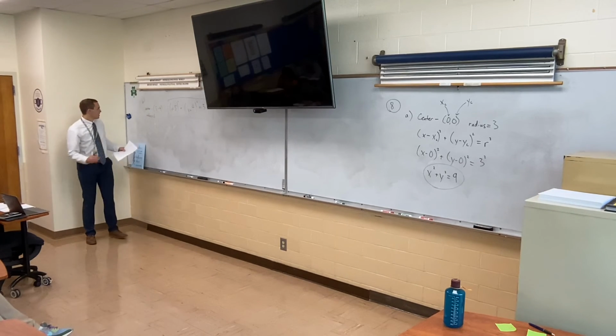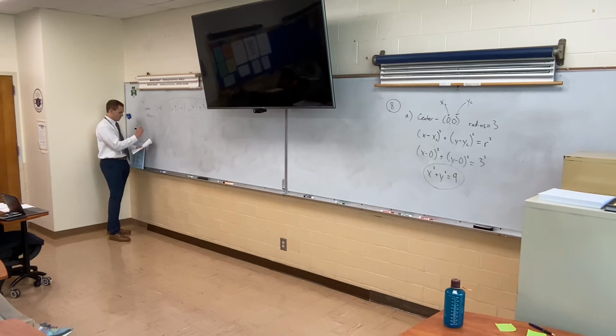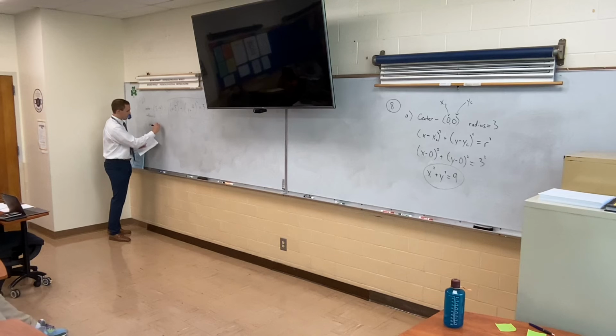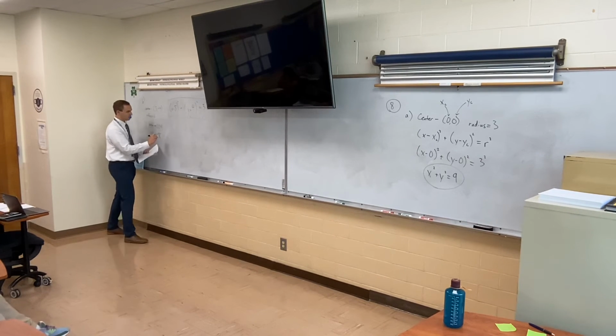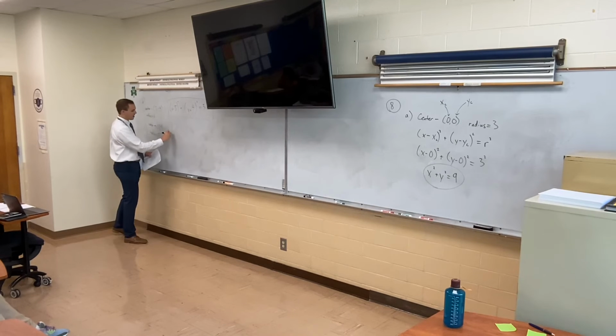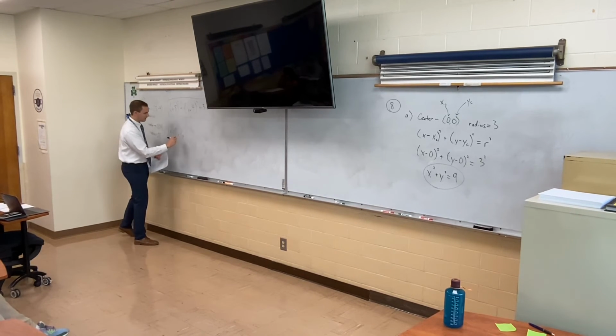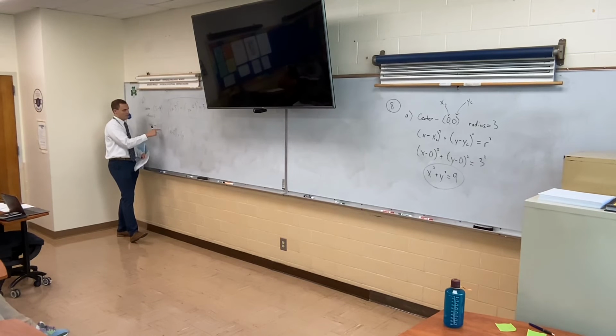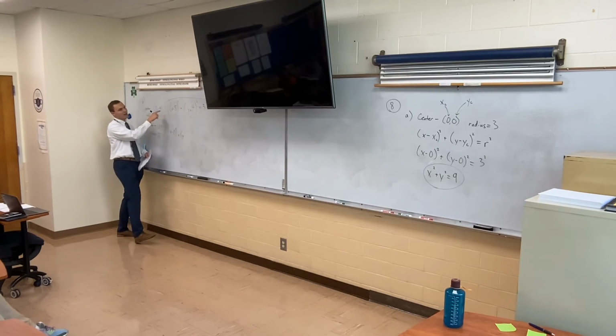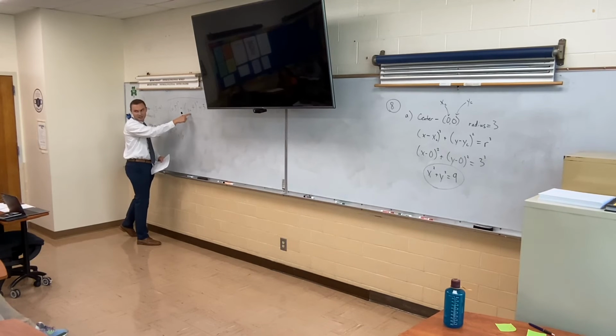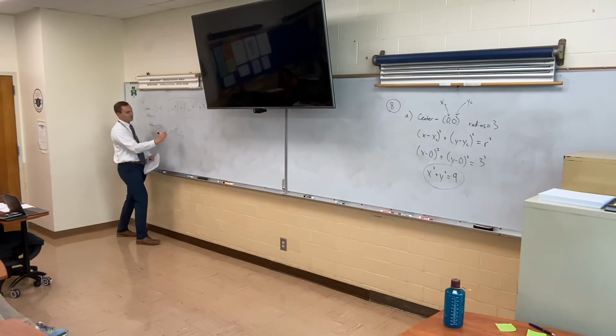So then C, center is at 0, 4. Radius is equal to √5. Same deal. X minus 0, that whole parenthesis should be squared, plus y minus 4. So it's going to be y minus this y coordinate right here. Here it was y minus -4, which is why we changed it to a plus. So it's y minus 4 here.